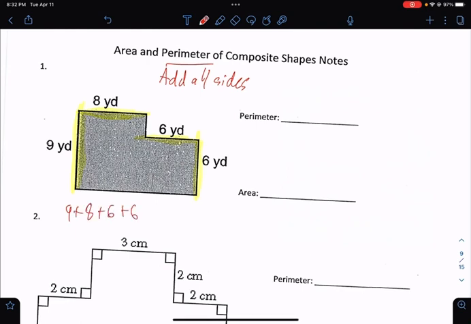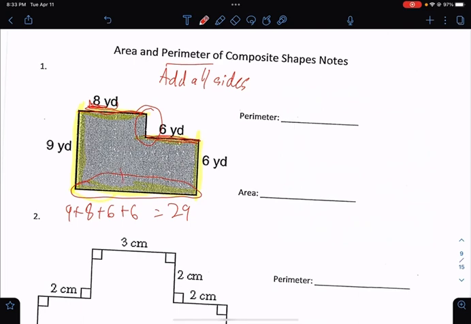But that's not my whole shape. You'll notice that I'm missing this side, and then I'm missing this bottom side. If I'm going to try to figure out this bottom side here, we have this 8 yards up here that's going from here to here, and then from here to here is 6. So to figure out the bottom, all I'm going to do is take 8 plus 6, which ends up being 14 yards.